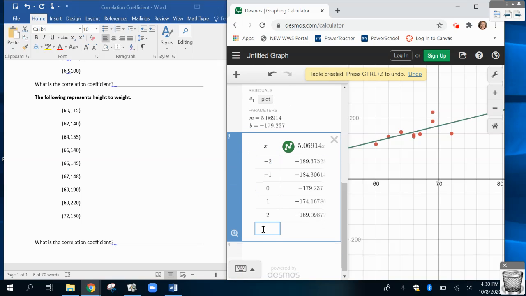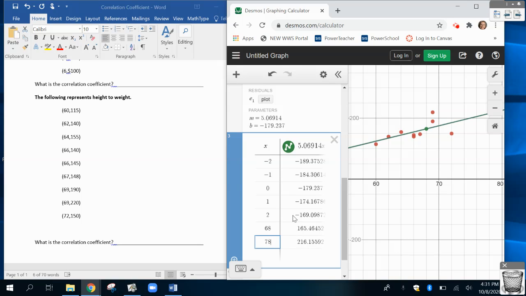And I want you to predict someone's weight if they are 68 inches tall. Okay, so we should have typed in 68, and we get approximately a weight of 165 pounds. Okay, I want you to approximate the weight if someone is 78 inches tall. We should have got 216. Okay, so again, these aren't precise. These are just educated guesses based on the data that we have.